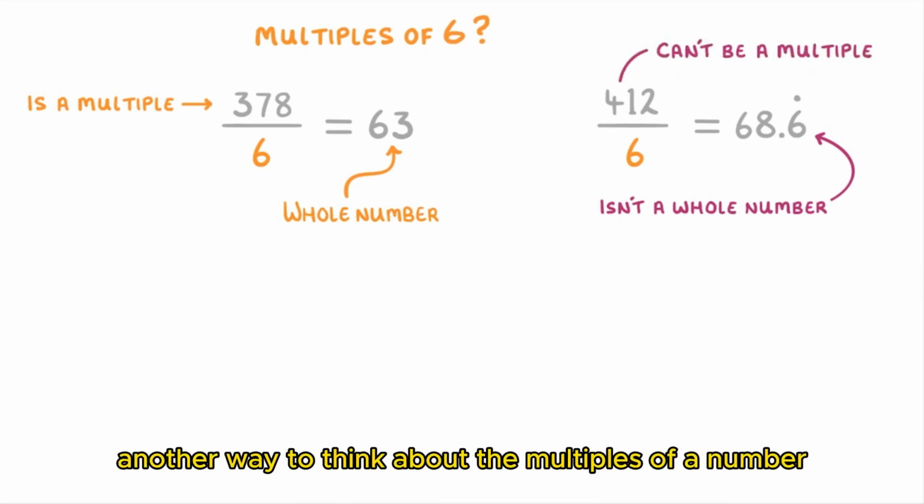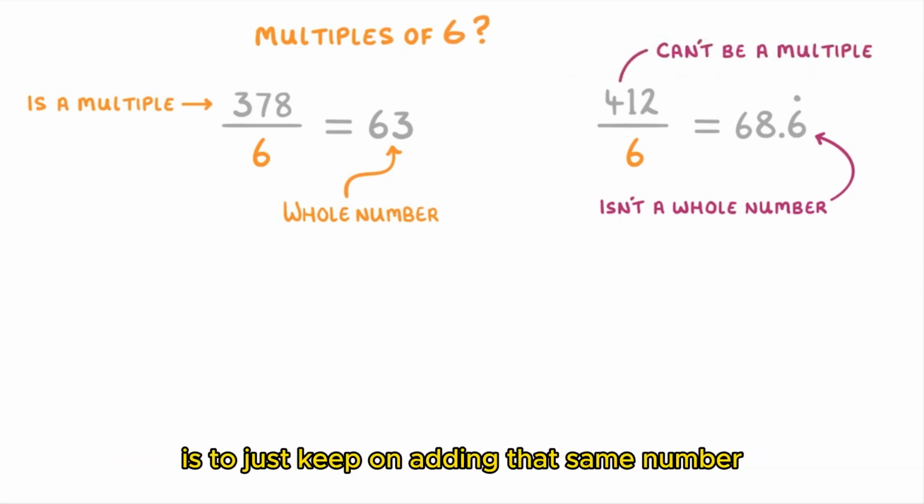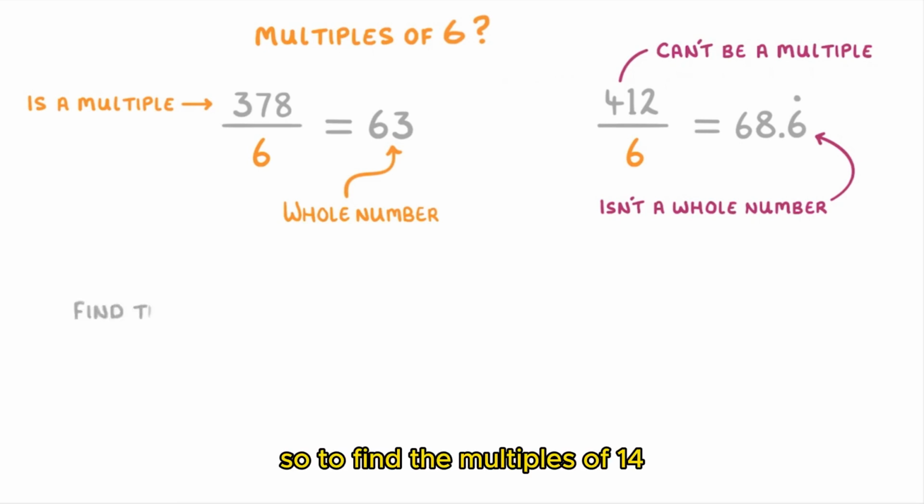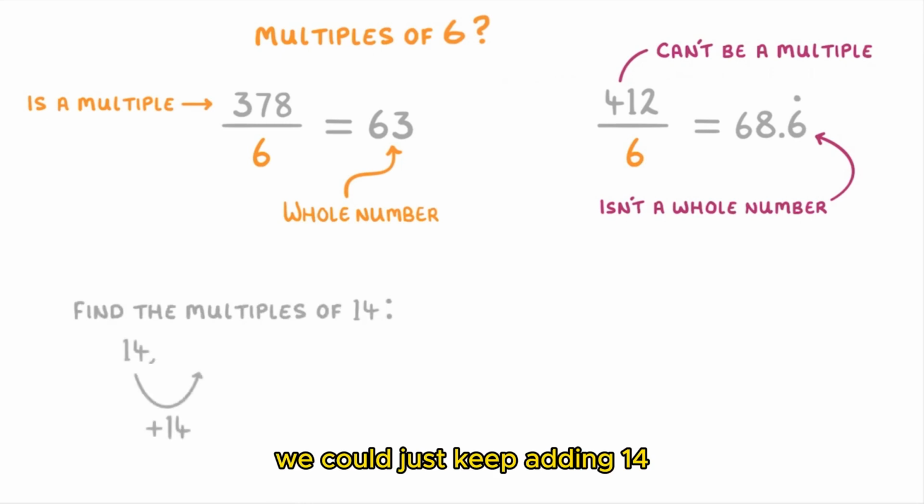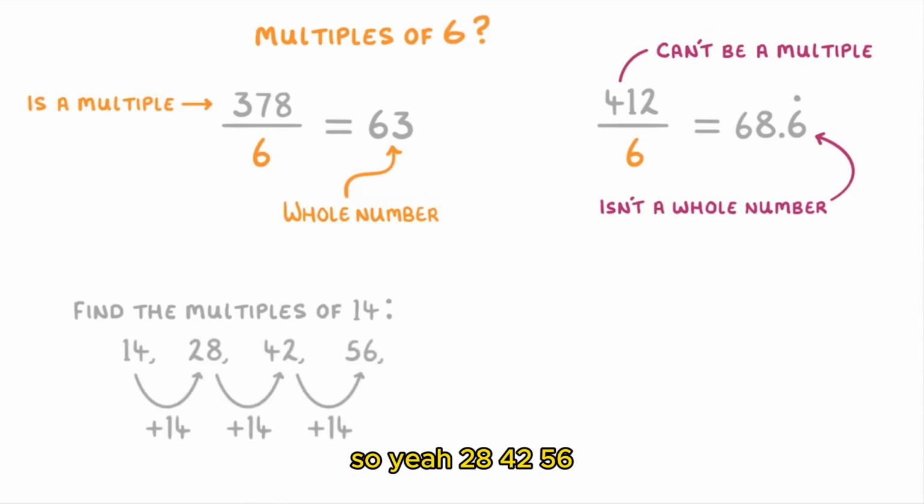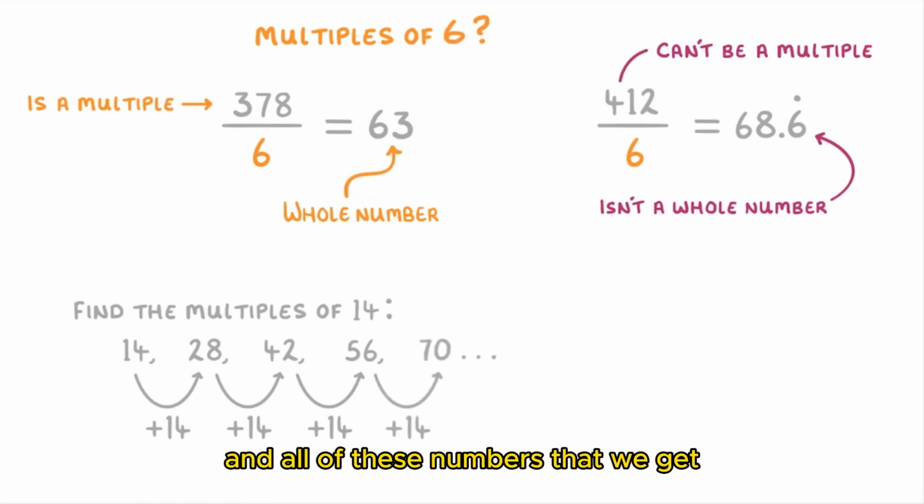Another way to think about the multiples of a number is to just keep on adding that same number. So to find the multiples of 14, we could just keep adding 14, to get 28, 42, 56, 70, and so on. And all of these numbers that we get would be the multiples of 14.